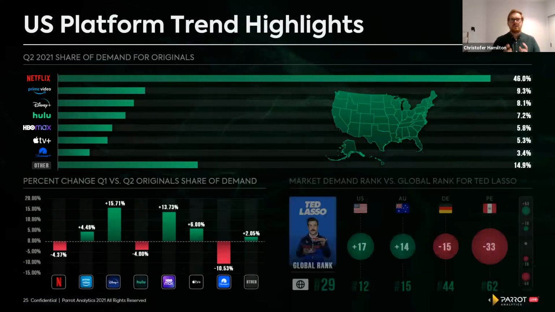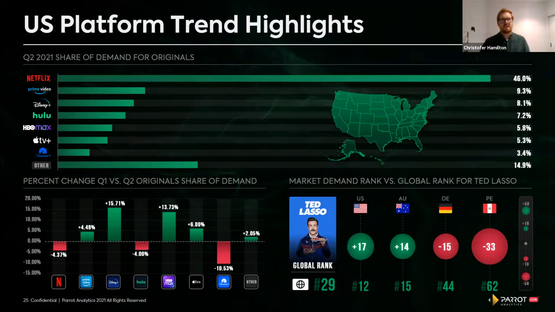And this is a good high-level overview of what's going on in the US in terms of digital original demand share this quarter. At the top, we see share of original demand by platform. Again, Netflix coming in first place with 46% demand share. This is below where it was globally. And it's worth mentioning that Netflix has been below 50% share in the US for a while now, whereas globally, this was the first quarter it's fallen below that threshold. And that's because demand for content from these other platforms accounts for a higher share of demand in the US.